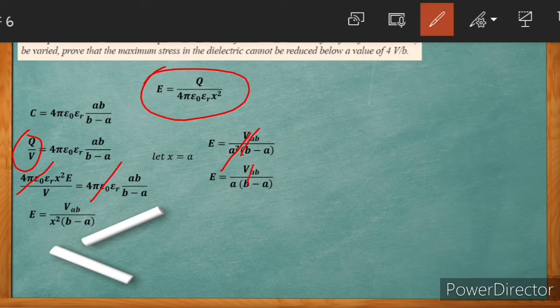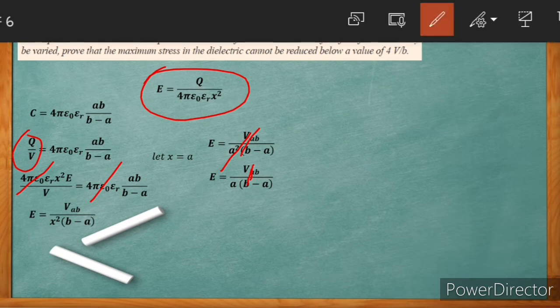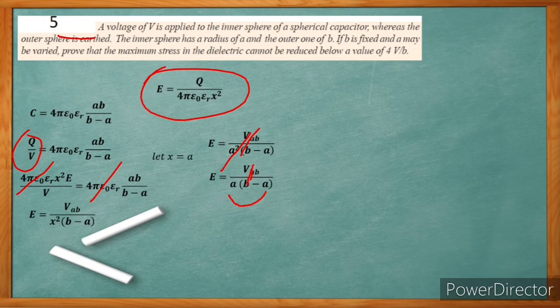This A here will be cancelled, so we will be left with BB. E is equal to BB over A times A quantity B minus A, and then let's distribute the A inside the quantity, so that will become E is equal to VB over AB minus A squared.